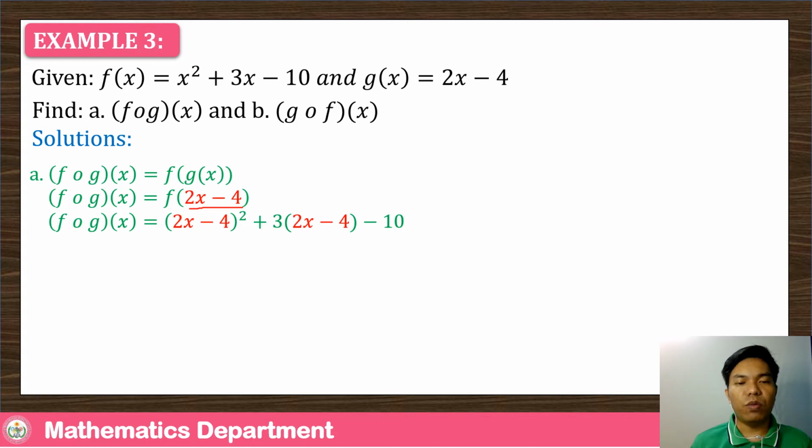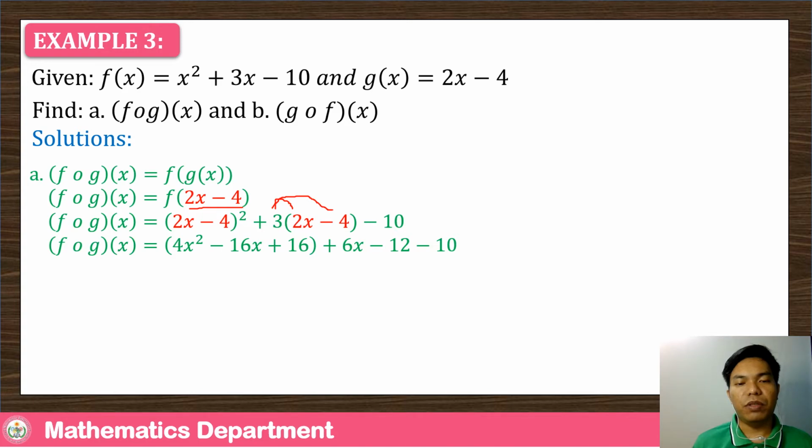Now, simplifying here our first term, this is a square of a binomial. So, we will have here 4x squared minus 16x plus 16. And then for our second term here, we'll just distribute yung positive 3 dito sa term na nasa loob ng ating grouping symbol. So we have here 3 times 2x, that will give us 6x. And then 3 times negative 4, that will give us negative 12. And of course, our last term, which is yung minus 10. And then after that, we will just combine like terms. So as a result, we have here 4x squared minus 10x minus 6. So this is now our answer for f composed of g of x.